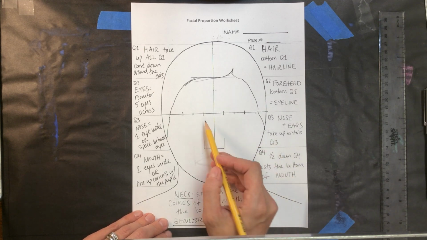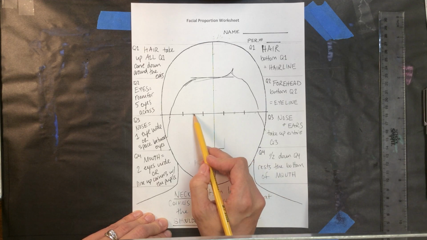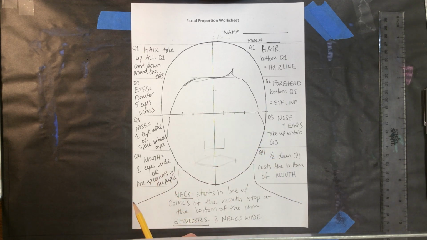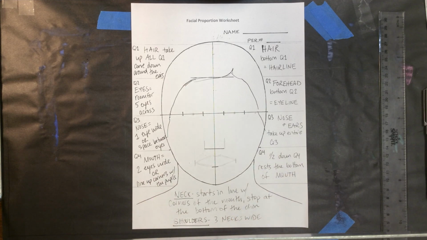So where did we come up with 2 eyes wide? Well, here's 1, here's a half, and here's a half. And that is equal to 2. And if you're not convinced, look in the mirror. Draw an imaginary line straight down from your pupils if you're looking straight ahead. And you should find the very corners of your mouth. So I hope that this is helpful, and I hope that you can use these tools to help you improve the realism in your drawings.